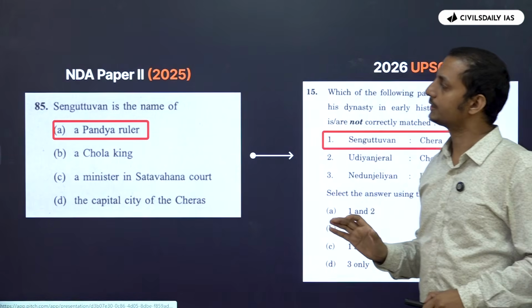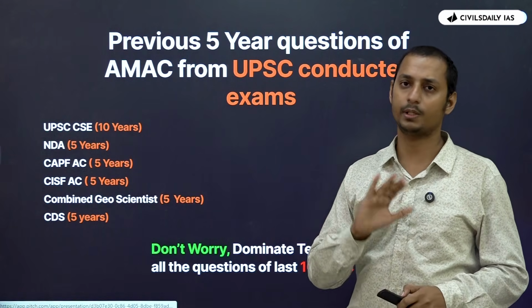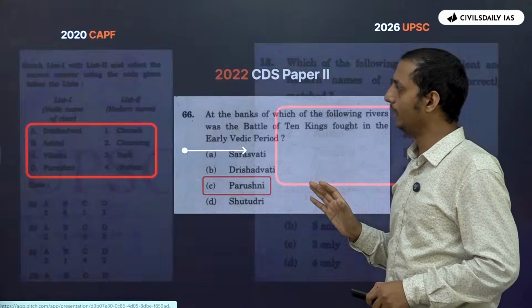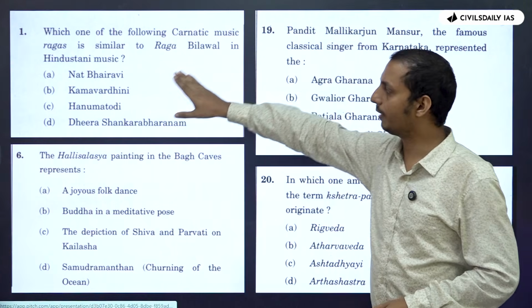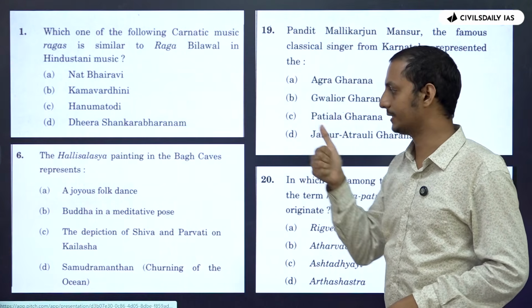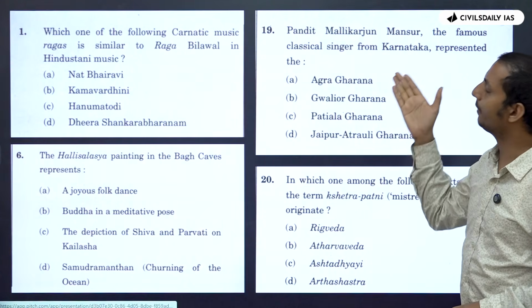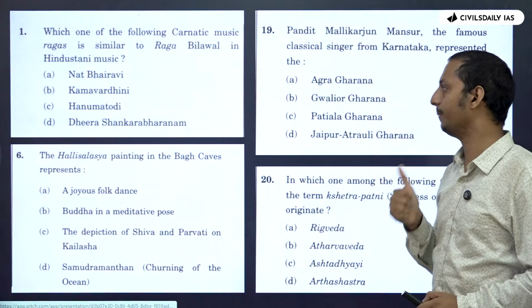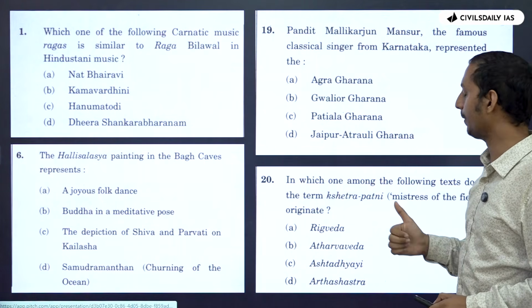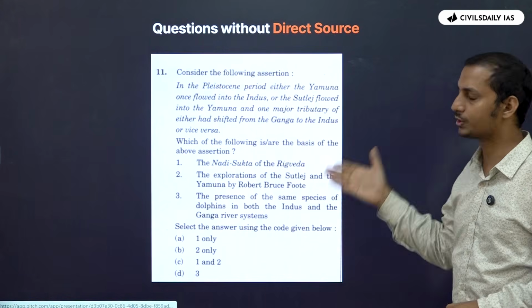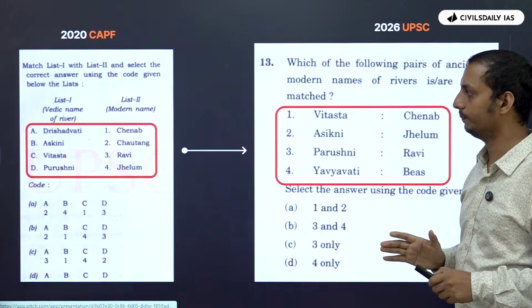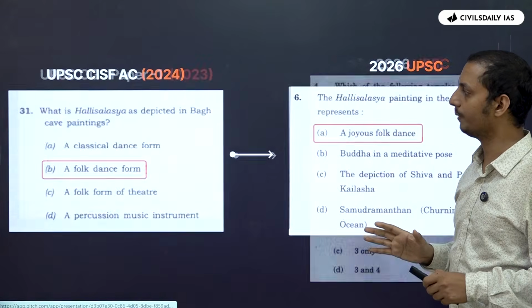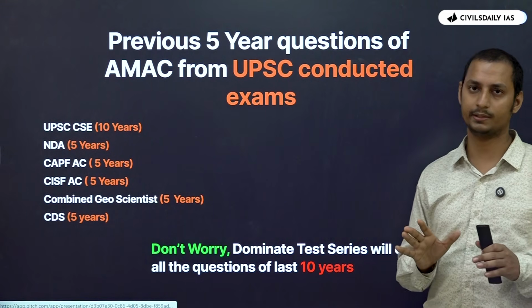Okay. So what should you do? I'm not saying you will be able to get the same for all the questions, okay? Because all these random questions, Raga Bilawal is not from any of the previous year PYQs. Pandit Mallikarjun was not from the PYQs. Kshetra Patni was not from the PYQs. Even the Pleistocene period was not from the PYQs. But what is that one thing that we can do? We can solve the PYQs. That's the basic thing that we can do.